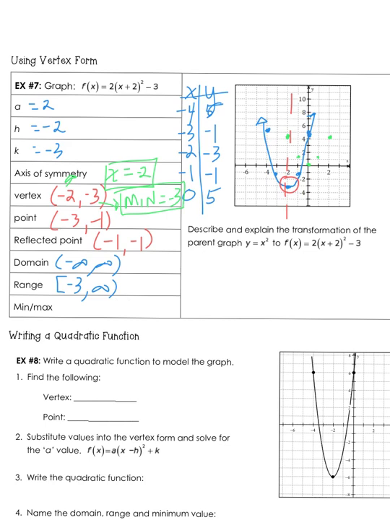Oh, they did ask for max or min. Here it is, right there. Excuse me again. All right. So the description of our transformations, we already kind of talked about it, but here they are. Again, we have a left movement of 2 and a down movement of 3. Then we have a vertical stretch of 2, and that's it.